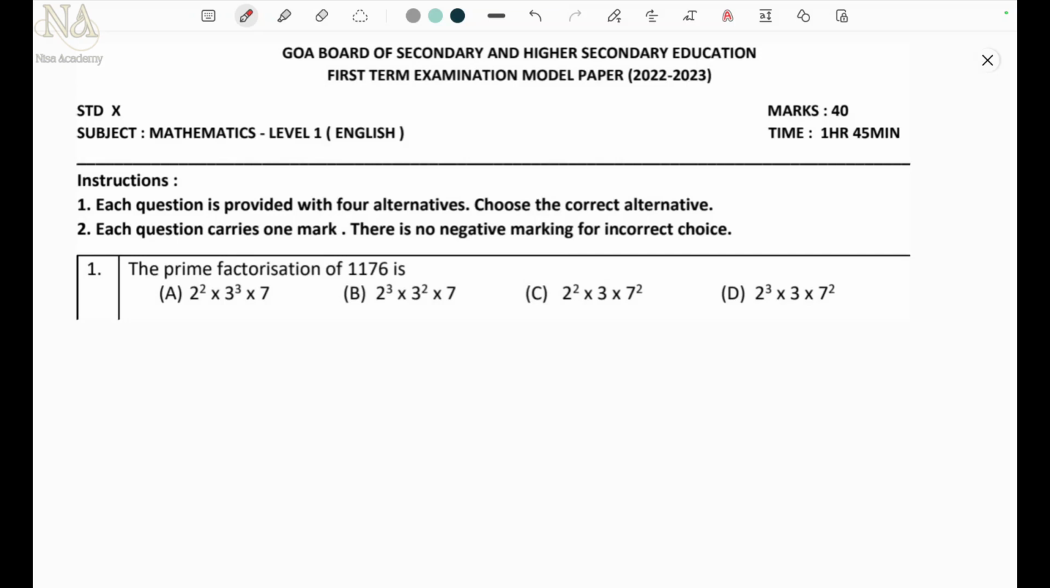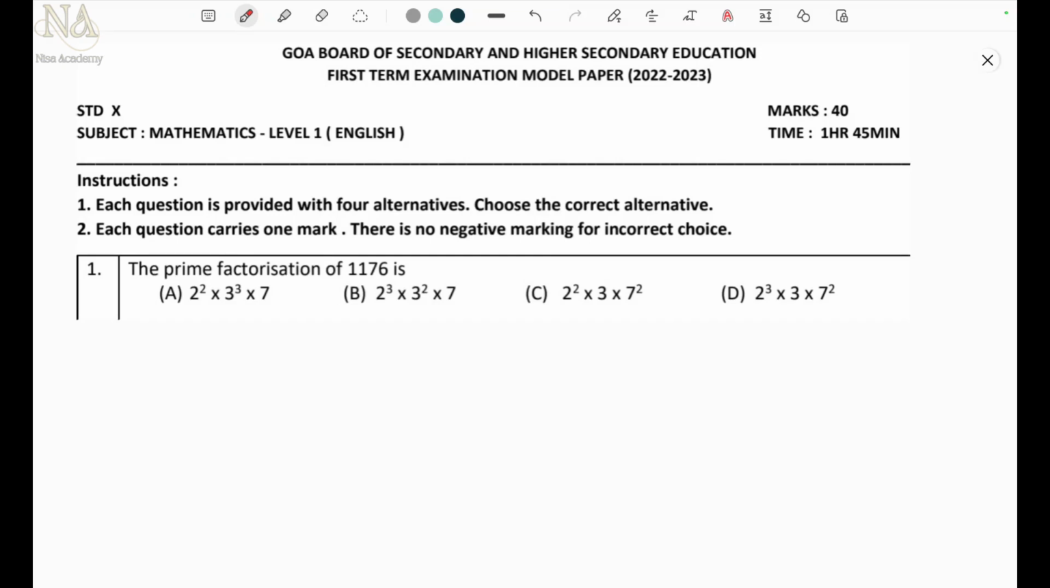So the Goa Board of Secondary and Higher Secondary Education first term examination model paper, mathematics level 1, marks 40, time is 1 hour 45 minutes. You will be given 4 choices and have to select the correct choice. Also, there is no negative marking. Okay, so let's begin. The first question.